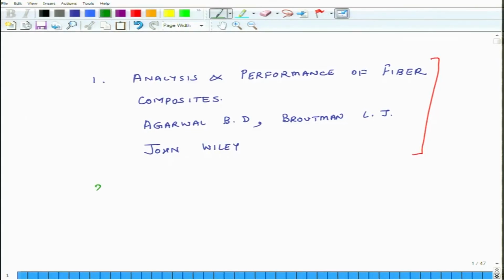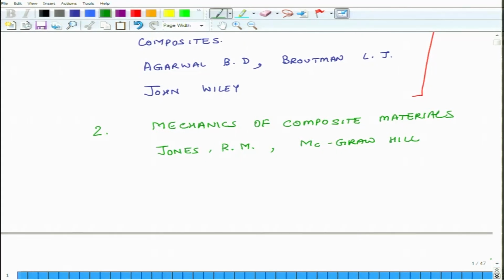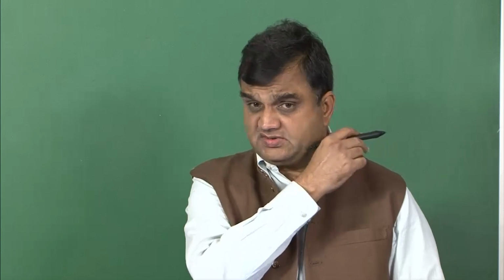But there are two other books which you may consider referring. The other book is Mechanics of Composite Materials, written by a very famous author, R. M. Jones, and published by McGraw-Hill. This book is a very good text on mechanics of composite materials, the mathematics underlying it. You may consider this also, but the first book by Agrawal and Brautmann also deals with mechanics, and it also deals with other topics like different types of fibers, composites, matrix materials, methods of manufacturing and things like that.